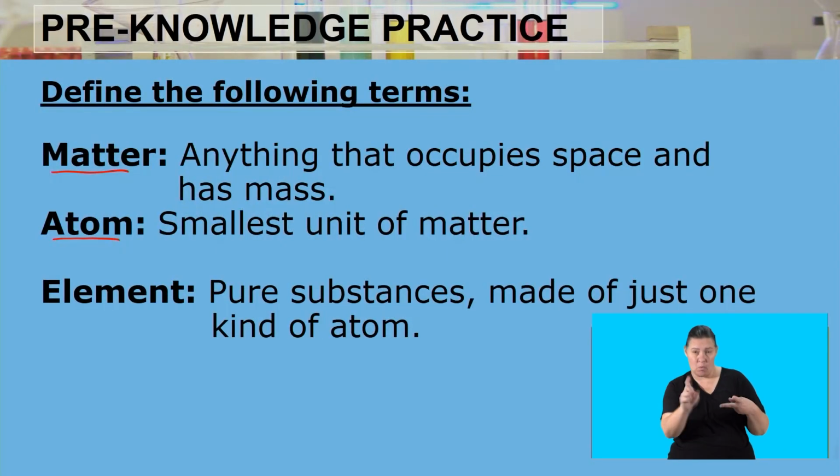Now, to get us in gear for this lesson, I want us to know what matter is, what an atom is, and what an element is, and their definitions are given to you. Matter is anything that occupies space and has mass. An atom is the smallest unit of matter. And lastly, an element is a pure substance made up of just one kind of atom.